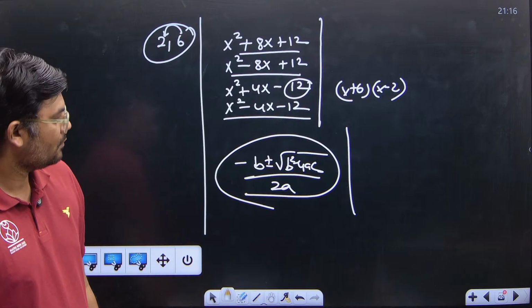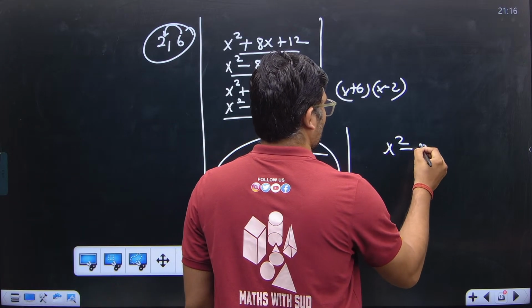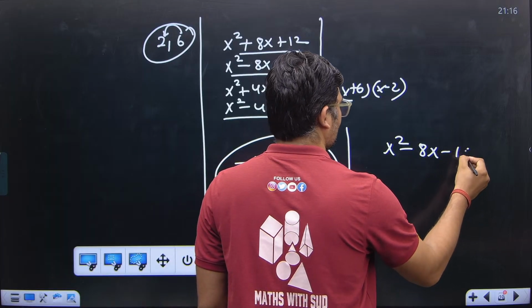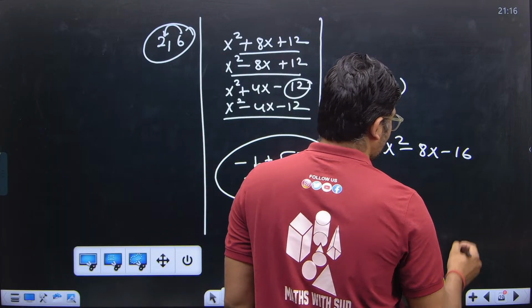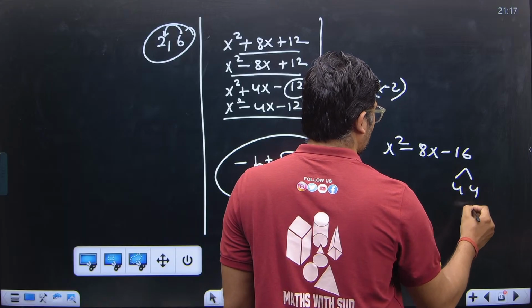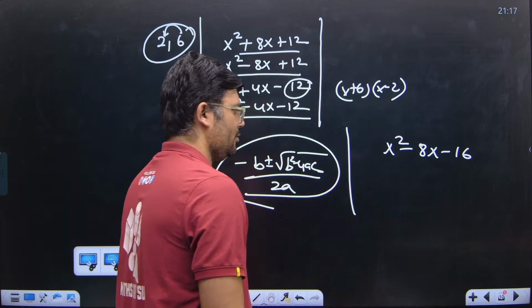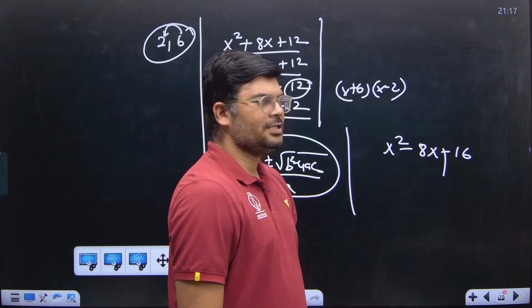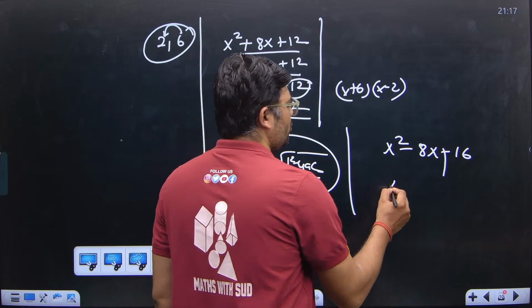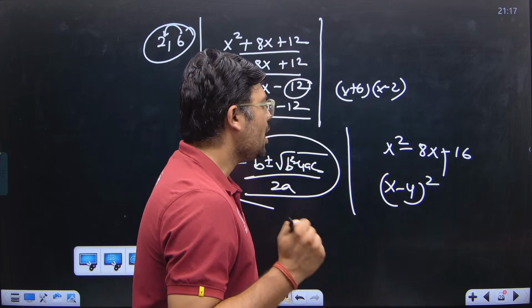X square minus 8x minus 16. Yeah. Okay. Minus 16 means it can be written as 4 into 4. No, I think you are making some mistake, my dear. Okay, wait. It should be plus 16. Yeah, plus. So you thought of x minus 4 whole square. Yeah. See how I got to know.